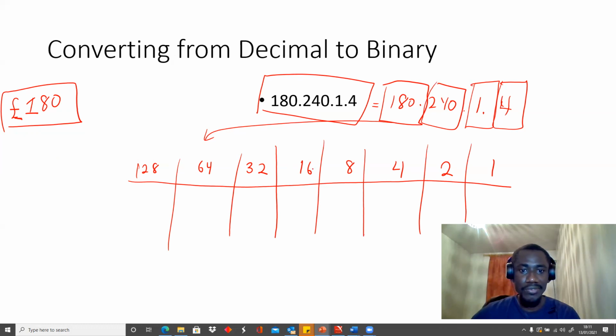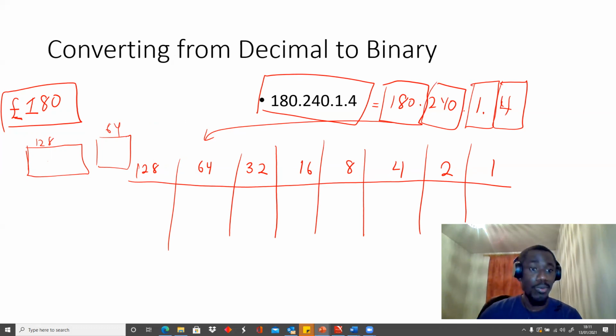So 1, 2, 3, 4, 5, 6, 7, 8. Fair enough. Now, in these shops, all they sell are the same items. So let's assume they're selling chocolate. In the first shop, each box contains 128 pieces. The next shop, each box contains 64 pieces. And the next shop, each box contains 32 pieces. In that order, 16 pieces, 8 pieces, 4 pieces, 2 pieces, 1 piece.